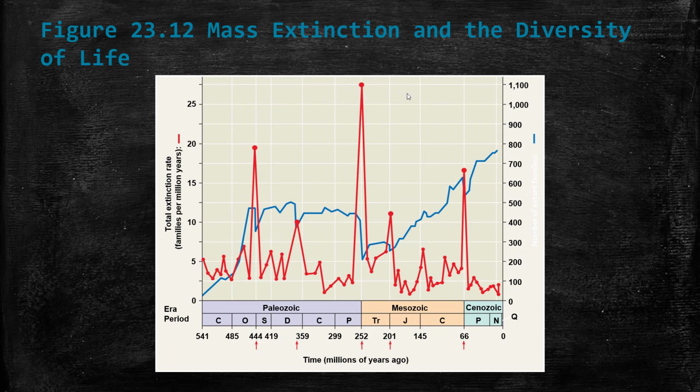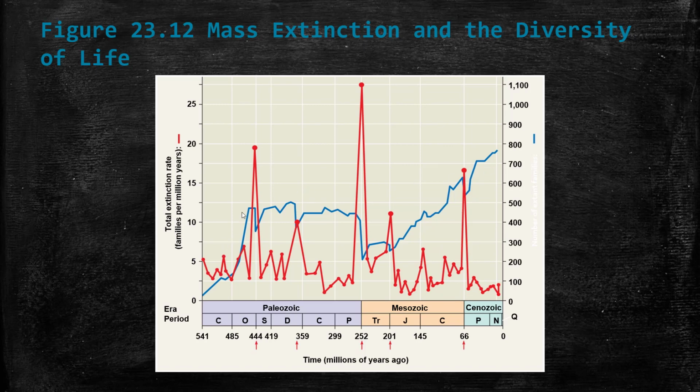I'm not going to have you memorize all of them, but the two major extinctions that we'll focus on in this course are the extinction at the end of the Permian, so the end of the Paleozoic, which you can see was a massive extinction here. The total extinction rate is huge here. And there's another one here at the end of the Mesozoic, which is the end of the era between the time of the dinosaurs and what we might call the time of the mammals.